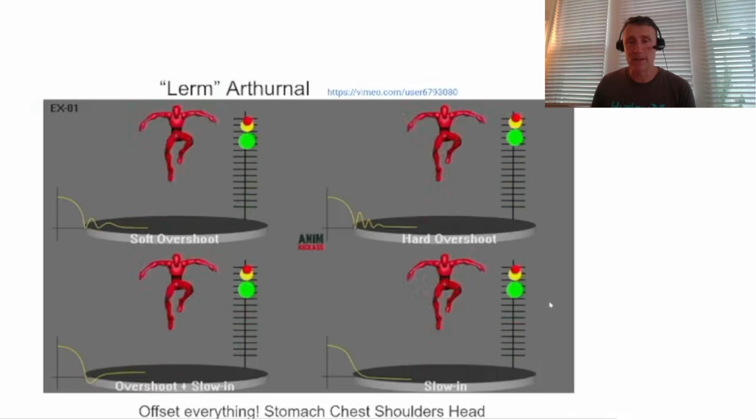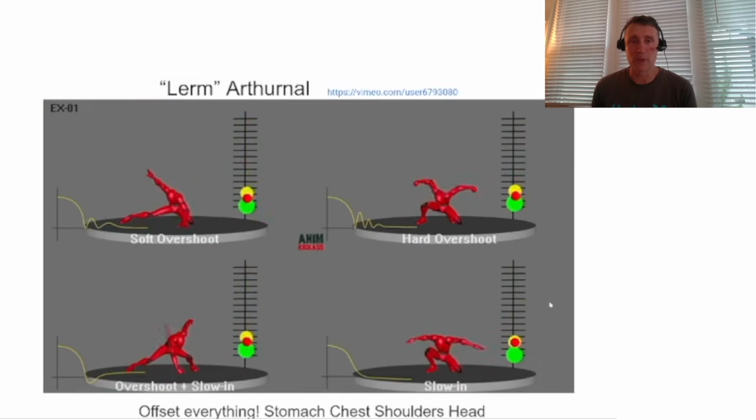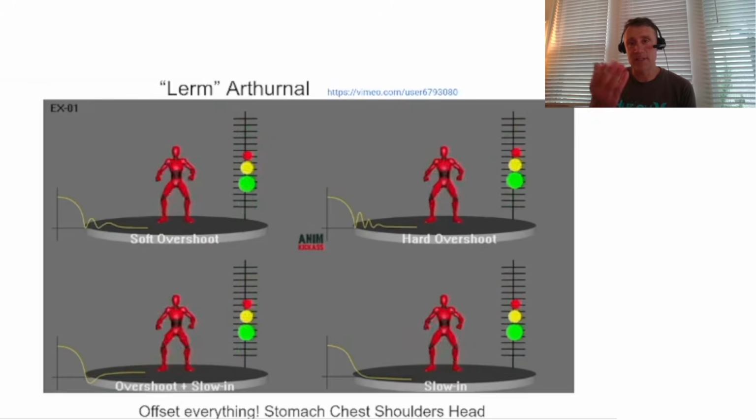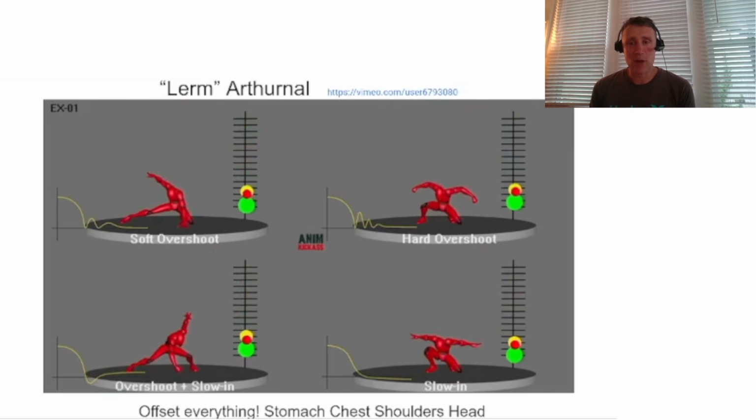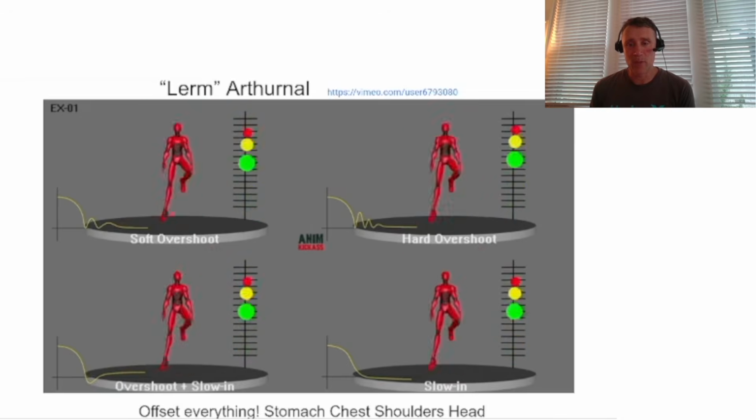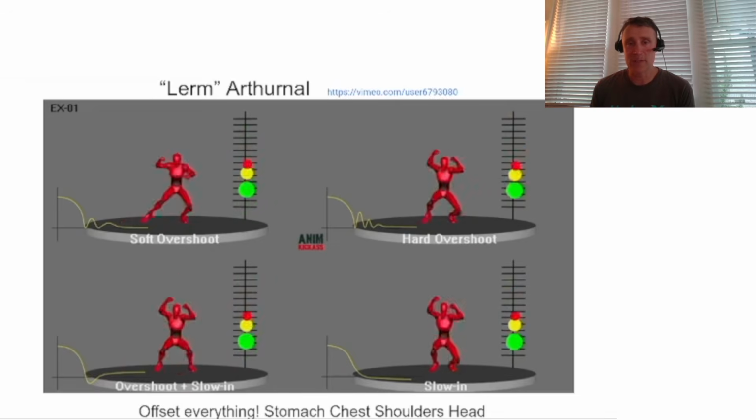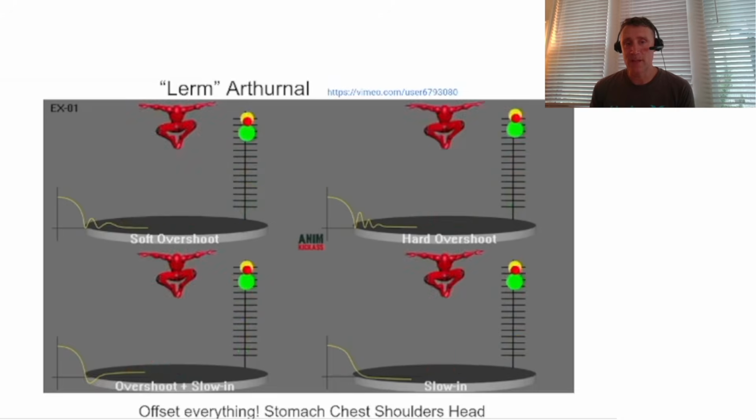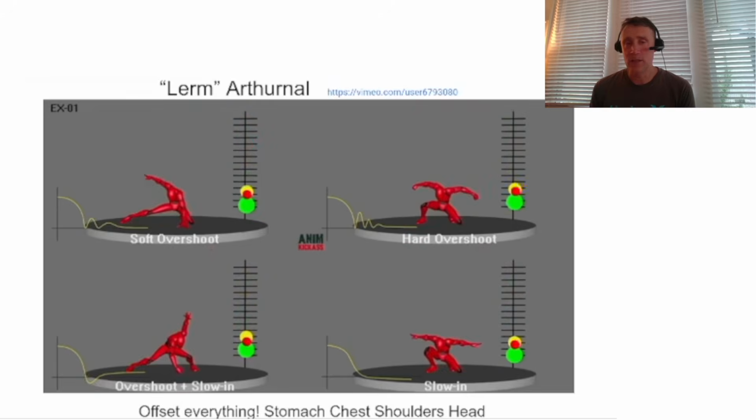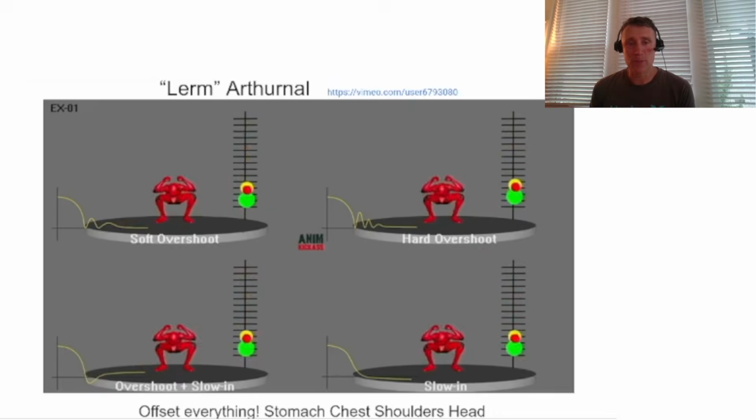So this is a great example here from Arthur Lerm. You can see the link to his Vimeo page there. I found this is a very helpful explanation of a basic jump. This is just a vertical jump, and you can see the head, the torso, and the center of mass on the right there with the green, yellow, and red arrow, the circles.